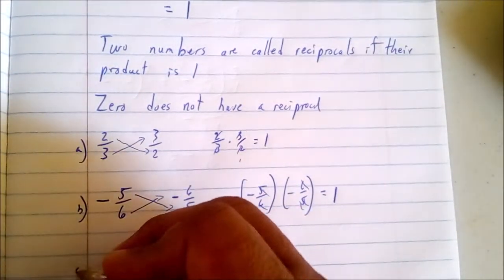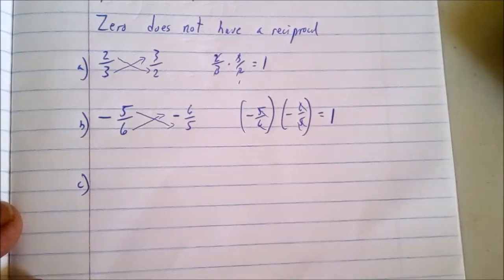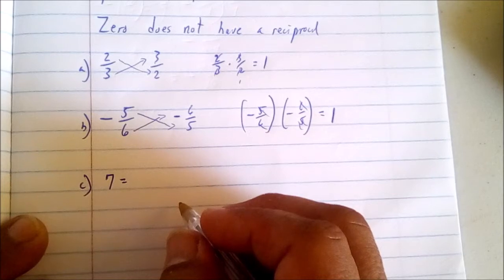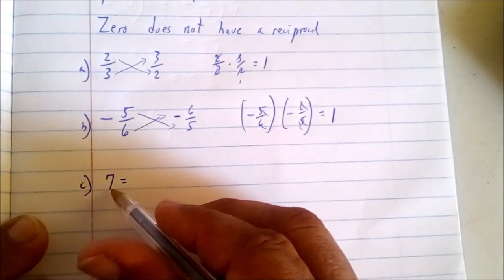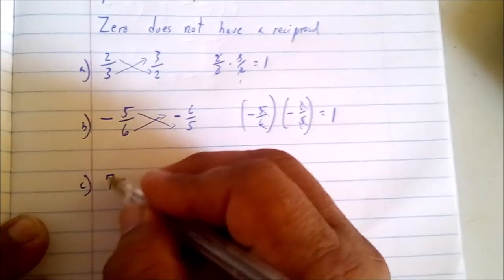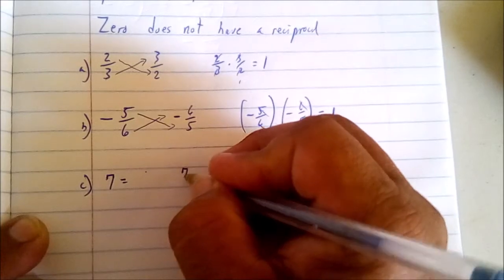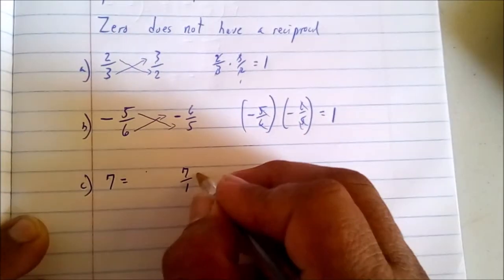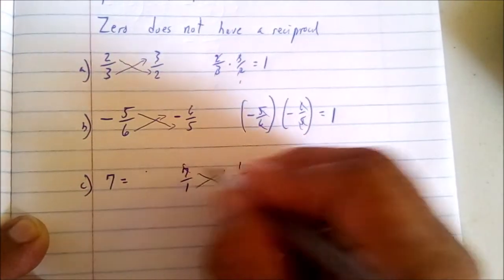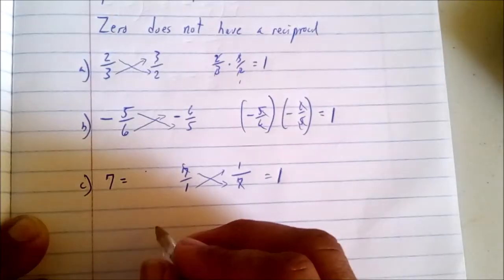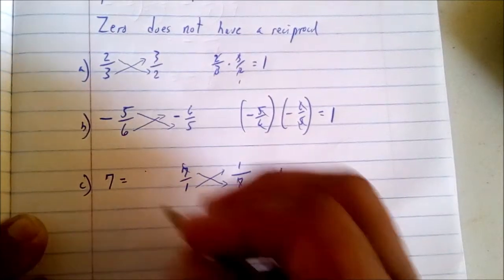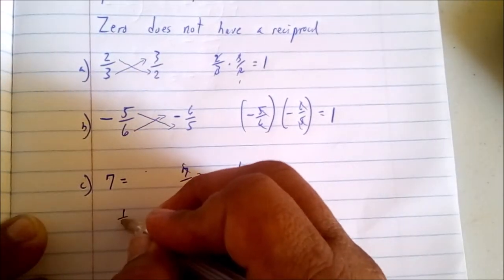Okay, now consider a whole number, 7. We know that the reciprocal of 7 in this case is 1/7. Why? Because any whole number can be written as the whole number over 1. So when we invert it, it becomes 1/7. And when we cancel out, we get 1. Therefore, the reciprocal of a whole number is always 1 over that whole number. So the reciprocal is equal to 1/7.